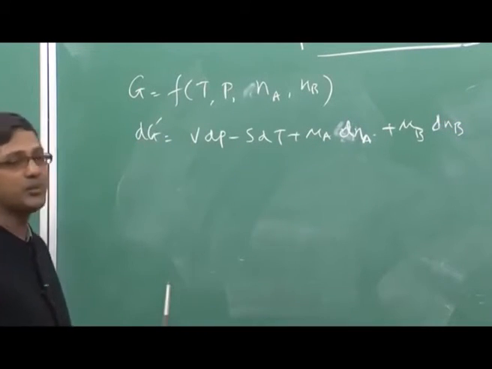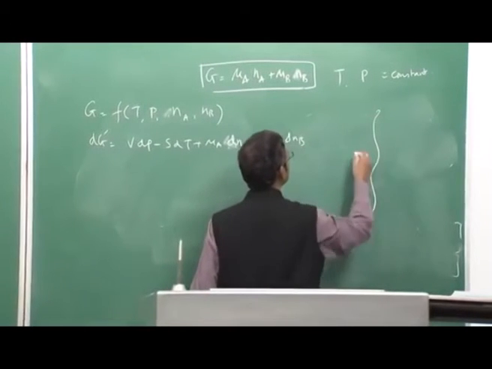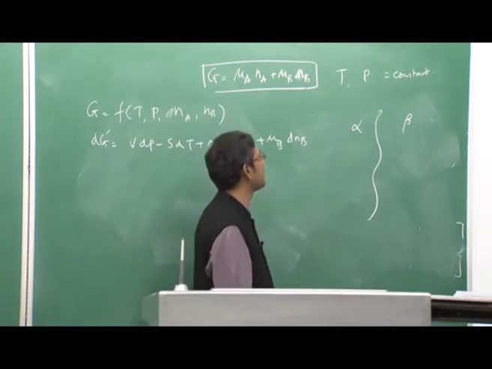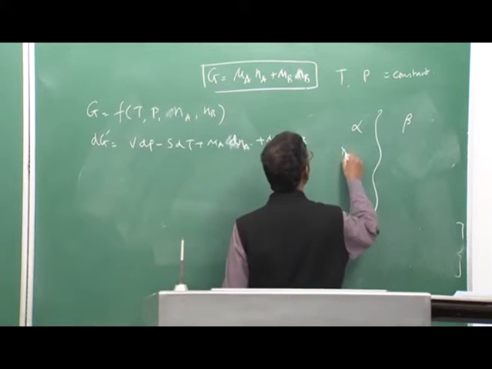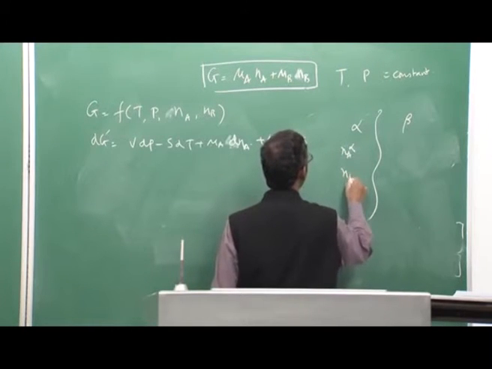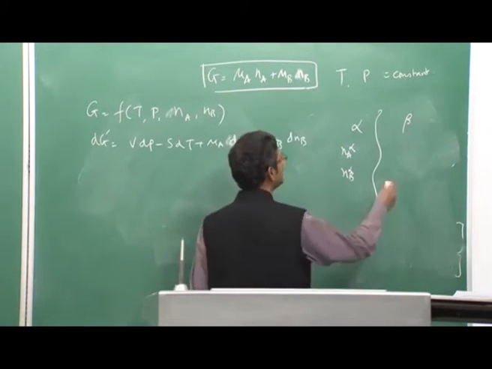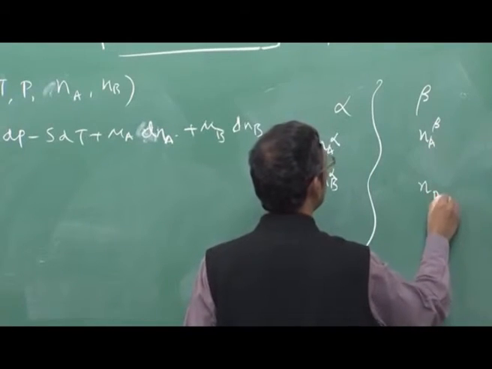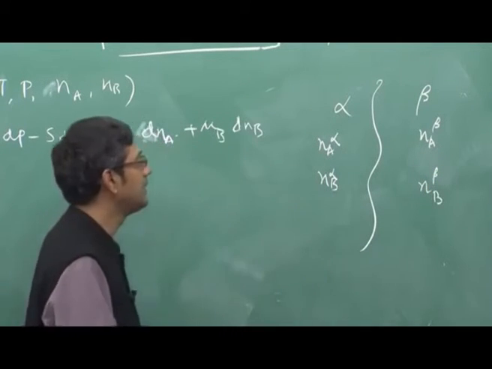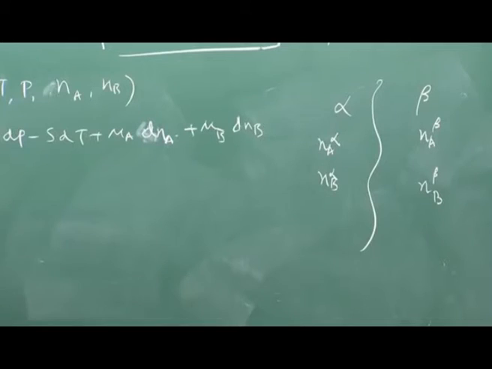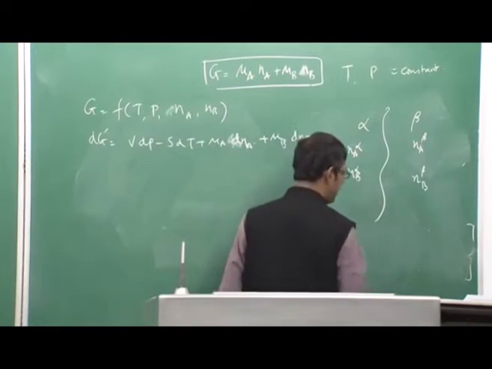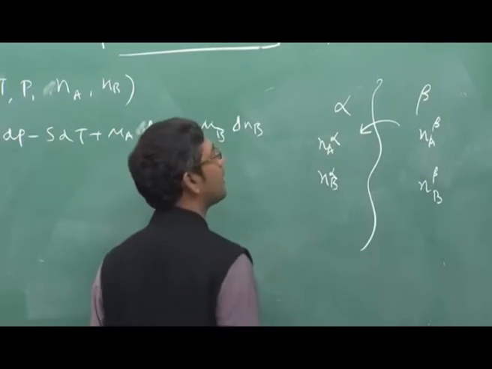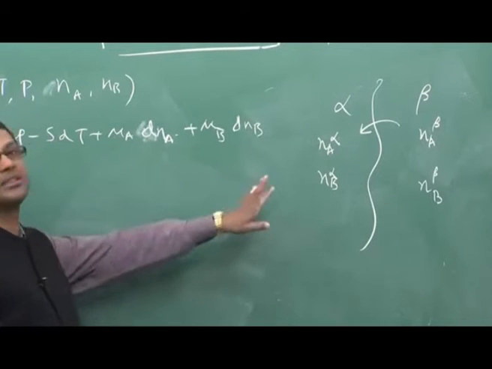Now let us assume a situation in which there are two phases, alpha and beta. I have shown you a lot of examples of iron and other systems. Alpha contains NA alpha atoms of A and NB alpha atoms of B. Similarly, beta contains NA beta atoms of A and NB beta atoms of B. These are the number of atoms present. Now suppose there is a transformation from alpha to beta, or rather let us suppose some atoms of beta are getting transported to alpha during a transformation at constant temperature and pressure.